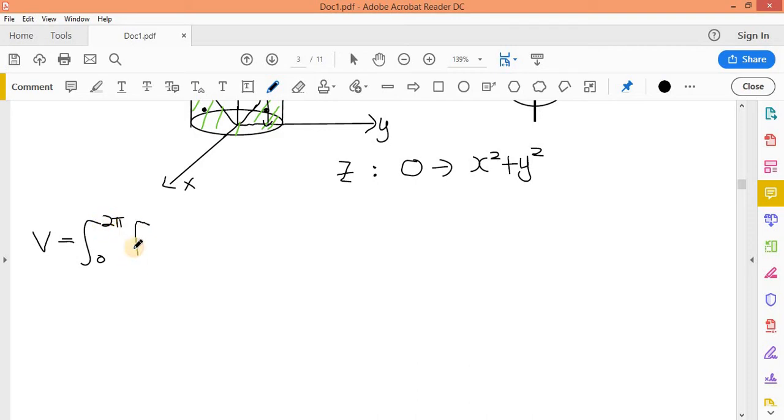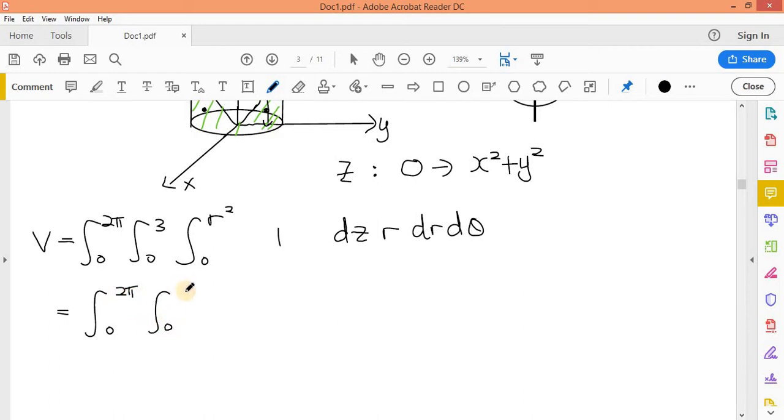0 to 2 pi, 0 up to 3, and 0 to x squared plus y squared, you can change it to r squared, and here will be 1 dz r dr d theta. Okay, you can solve these triple integrals, and here you have r squared. Multiply with this one, you will have r cubed, and then dr d theta.